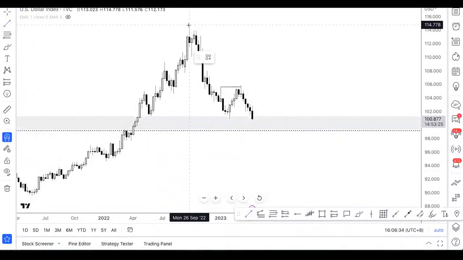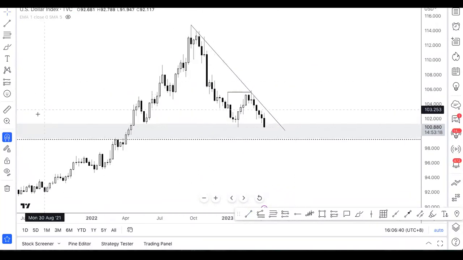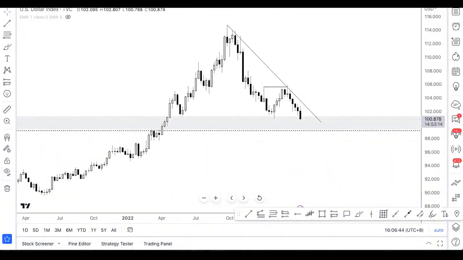We see that prices are also sitting on some kind of descending trend line, right? It's respecting this descending trend line with multiple touches here. So prices are still in a downtrend on the weekly.